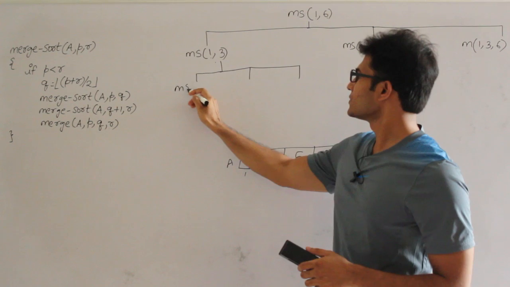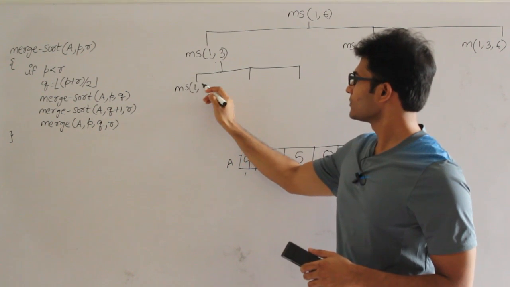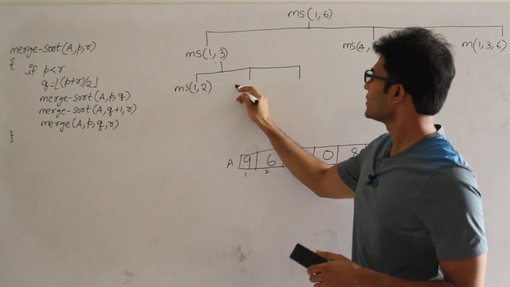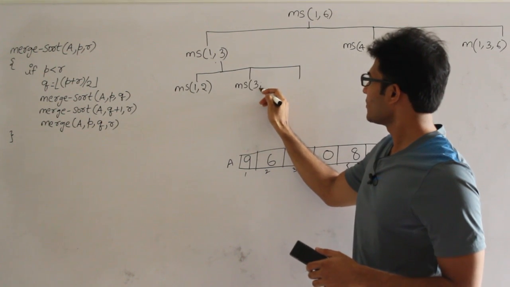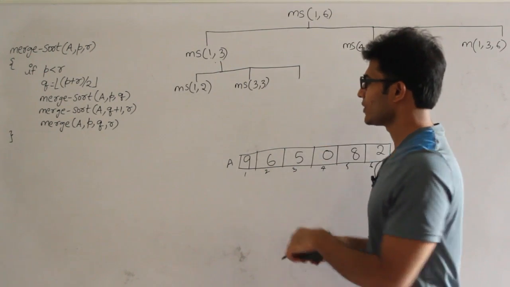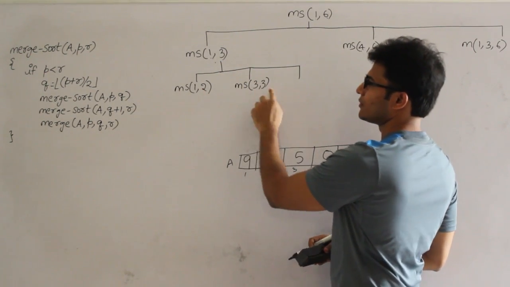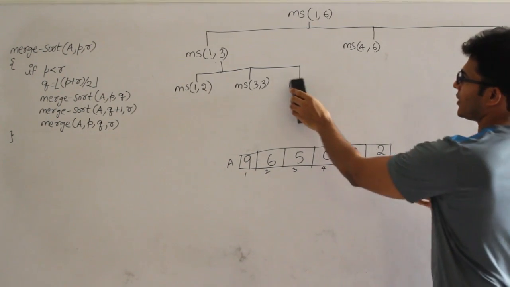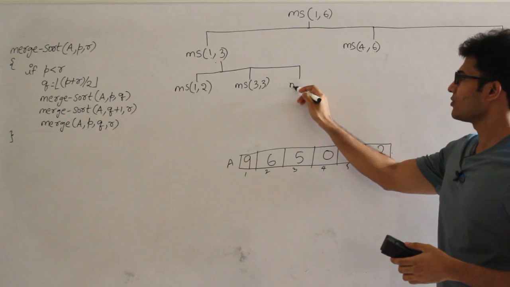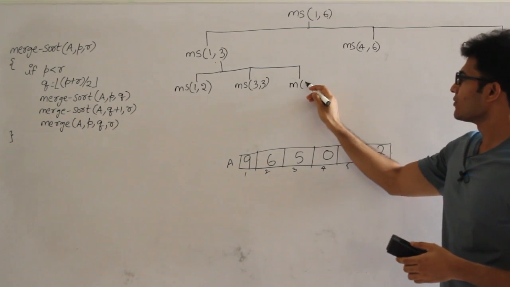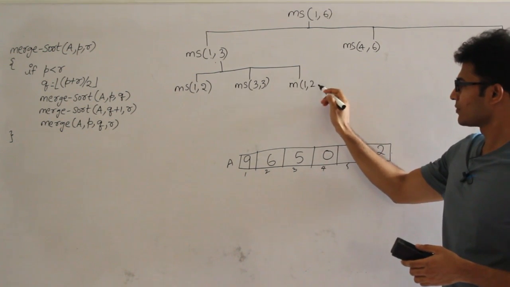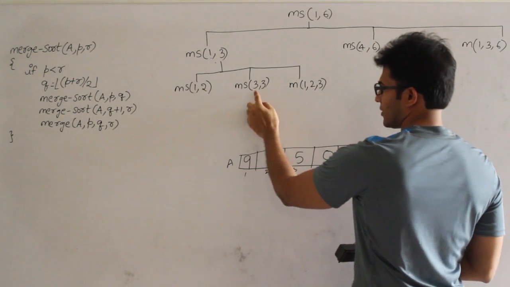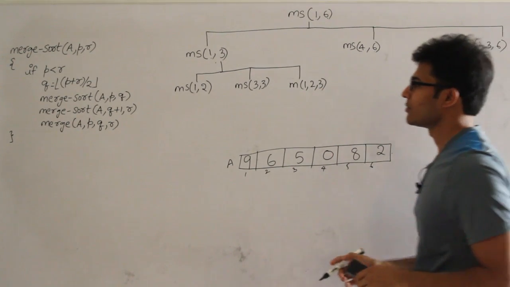Then merge sort of 1 comma 2, and then merge sort of 3 comma 3. So from 1 to 3, if I sort 1 comma 2, then what is remaining? Only 3, the third element. That is why that one. And then finally, whatever result we get, we have to merge, right? I have to merge from 1 to 2 and then 3, isn't it? 1 to 2 is sorted and then 3 to 3 is sorted. That is why I have to merge them.